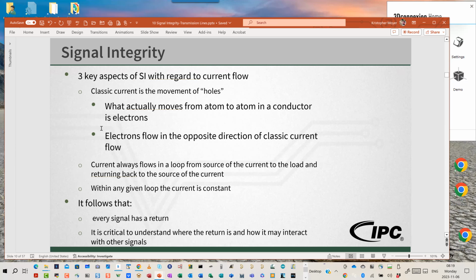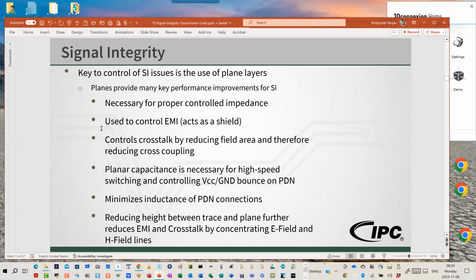The three key aspects of signal integrity with regard to current flow. Classic current flow, again, what we teach in university, is the movement of what are called holes. What actually moves from atom to atom in a conductor is electrons, but electrons flow in the opposite direction of classic current flow. Current always flows in a loop from the source of the current to the load and returning back to the source of current. Within any given loop, the current is going to be constant. It follows then that every signal has a return, and it is critical to understand where the return is and how it may interact with other signals.